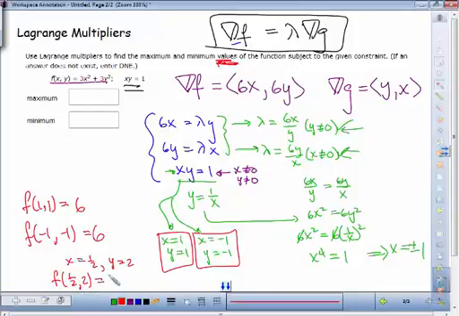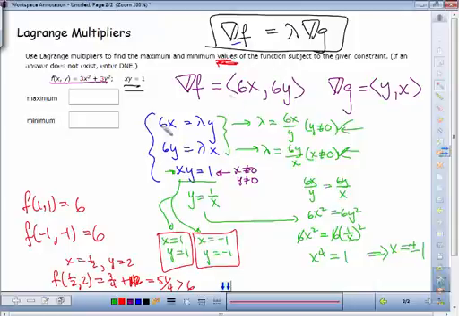So f is going to be, what is this going to be? 3/4 plus 12, and what's this equal to? 51/4. Is it less than 6 or bigger than 6? This is bigger than 6.